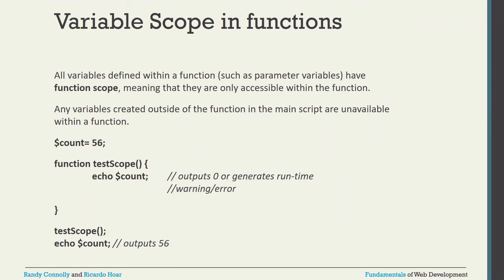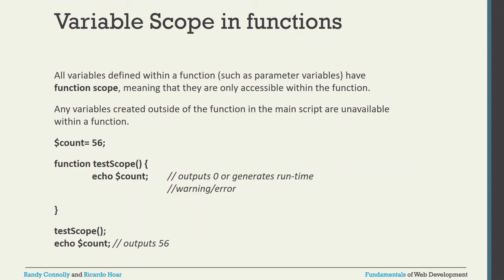Another thing is called the function variable scope. Any variable you define within a function, such as a parameter variable, has function scope, meaning it is only accessible within the function. A variable created outside of the function, in the main script, is not available within the function. Clear? So here we created one function, test scope. Suppose you want to display the variable echo $count, but you declared $count outside of the function, so the output will come as 0, because that value is not there inside the function. That is called function scope.